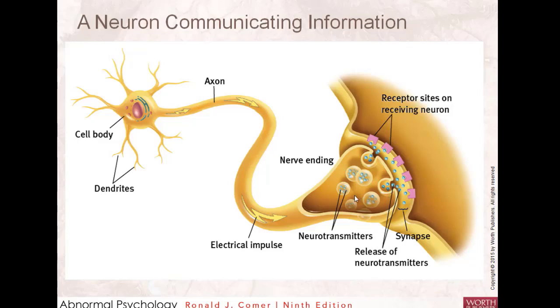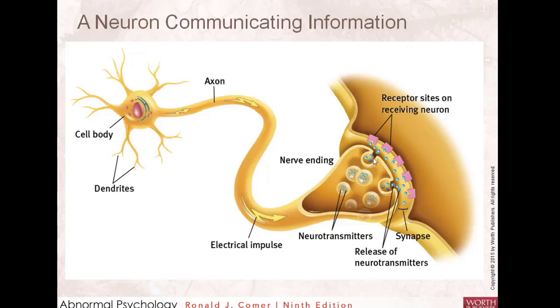Here's the problem. The terminal junction or the terminal buttons, the end of the neuron, does not actually touch the dendrite of the next neuron. So it has to pass its message here in a different way. And this is going to be a chemical process. Neurotransmitters are these little tiny chemicals that are in these little vesicles that are just waiting to be used. Your brain produces them, and they're just waiting to be used. When the message reaches the end of the neuron, it triggers the release of neurotransmitters.